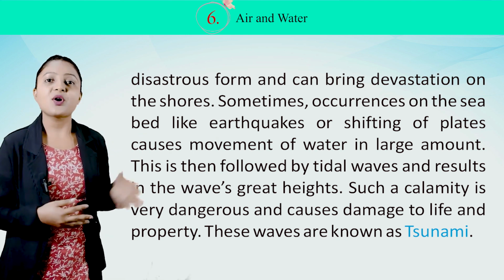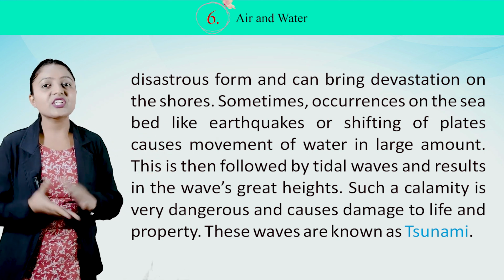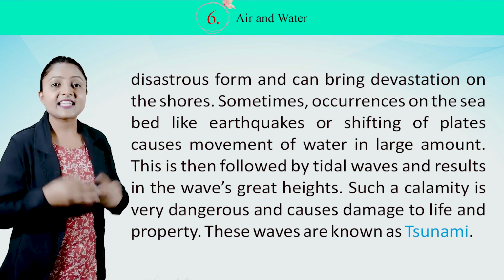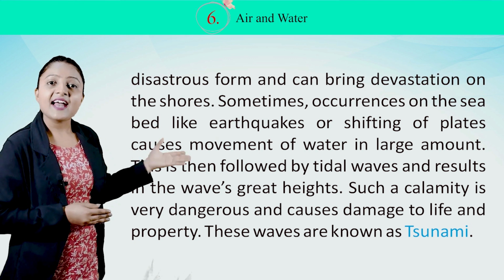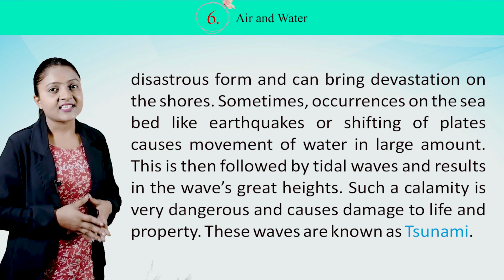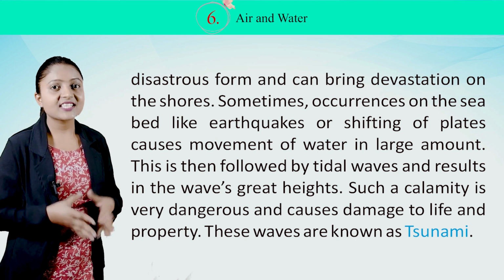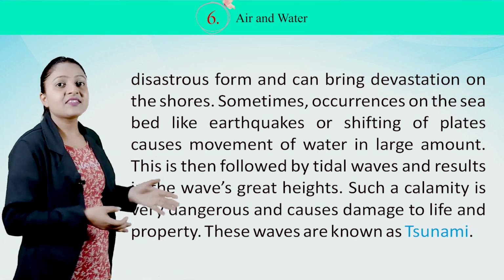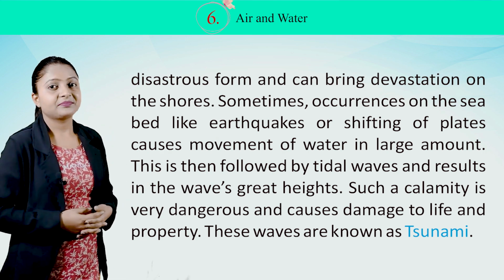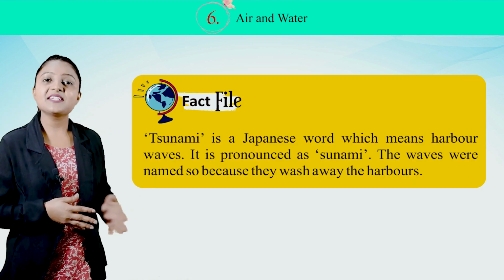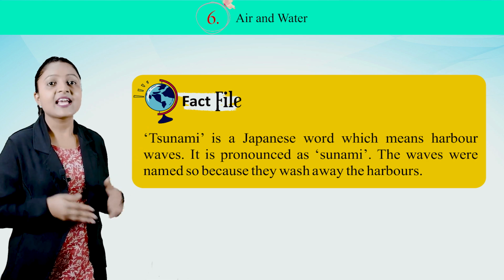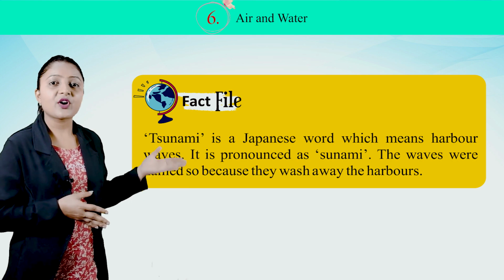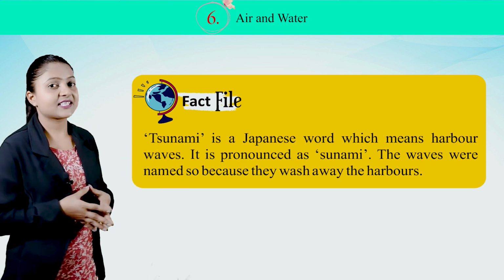Sometimes occurrences on the seabed like earthquakes or shifting of plates cause movement of water in large amounts. This is then followed by tidal waves and results in the waves' great heights. Such a calamity is very dangerous and causes damage to life and property. These waves are known as tsunami. Fact file. Tsunami is a Japanese word which means harbor waves. The waves were named so because they wash away the harbors.